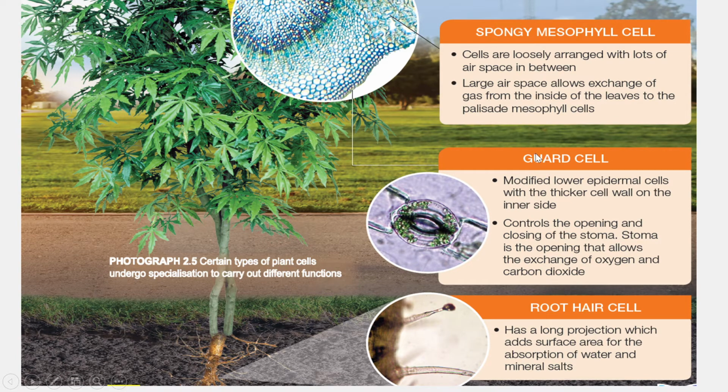Okay, we also have guard cells and also root hair cells, which are actually modified lower epidermal cells, with different functions. Have you heard of stoma before? Stoma. So this stoma is guarded by a pair of guard cells. Stoma is actually a tiny pore at the epidermal cell. So the guard cells are responsible for controlling the opening and closing of the stoma, and therefore allowing the exchange of gases in and out.